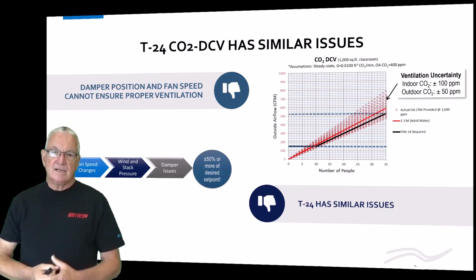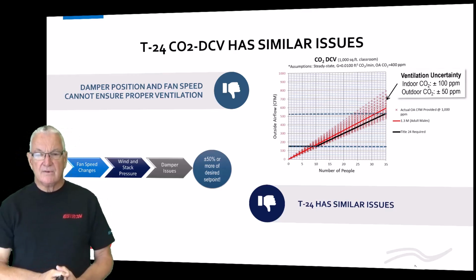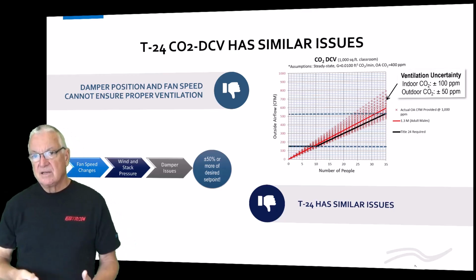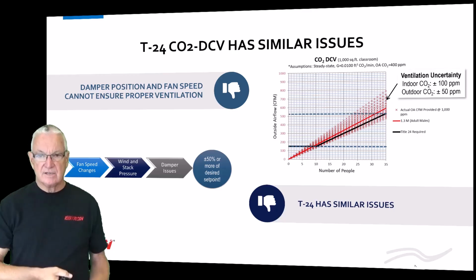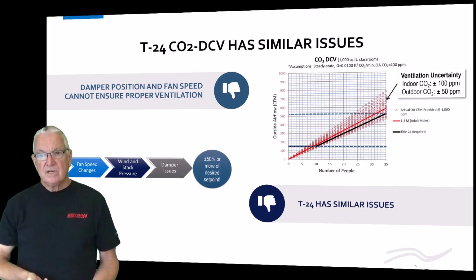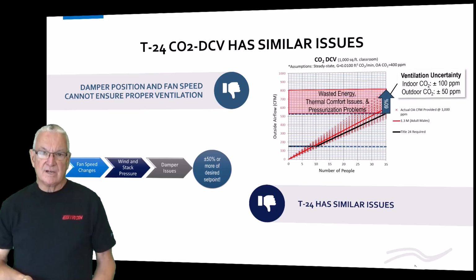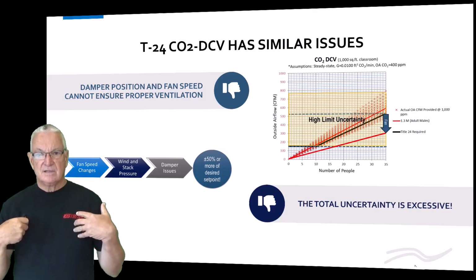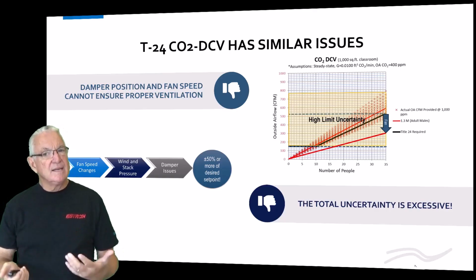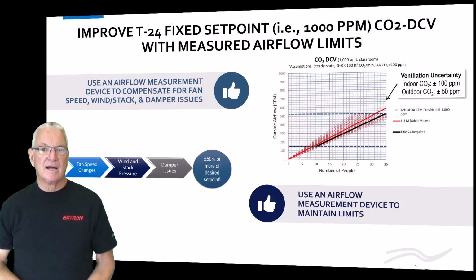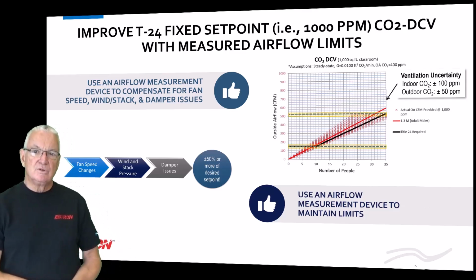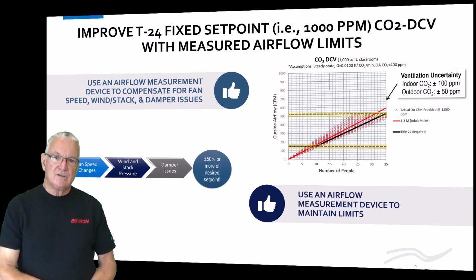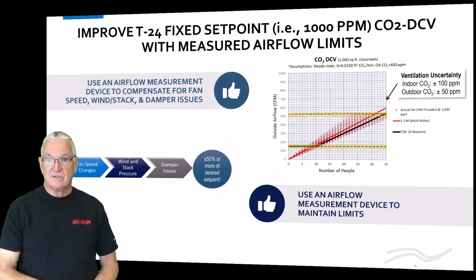Now I said I would bring in the California Title 24 stuff. Yes, the ventilation requirements in Title 24 are different than those of Standard 62. Okay, but really you still have very similar problems. We have the overventilation problem, we have the potential underventilation problem, we have the fan speed problems, it's really not better. Okay. And so again, you're going to do the same deal. You're going to improve your CO2 DCV in Title 24 Part 6 by setting airflow limits.